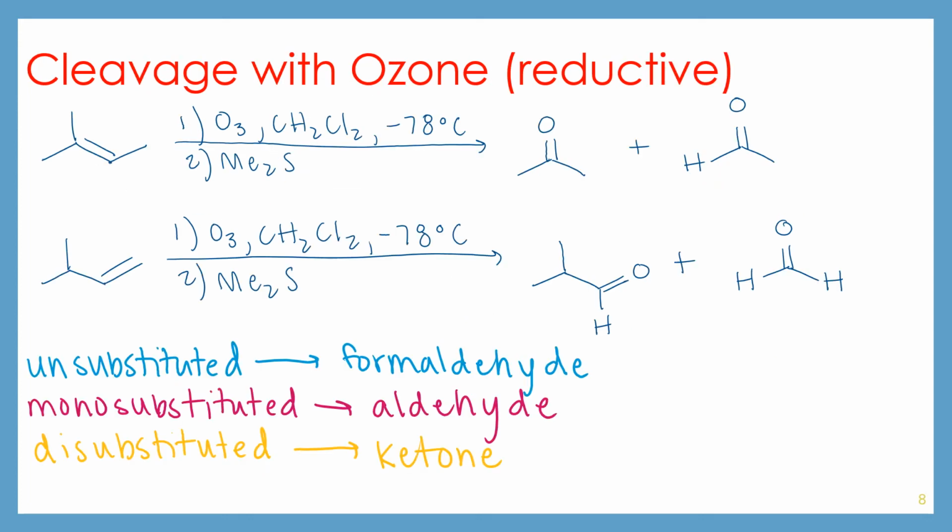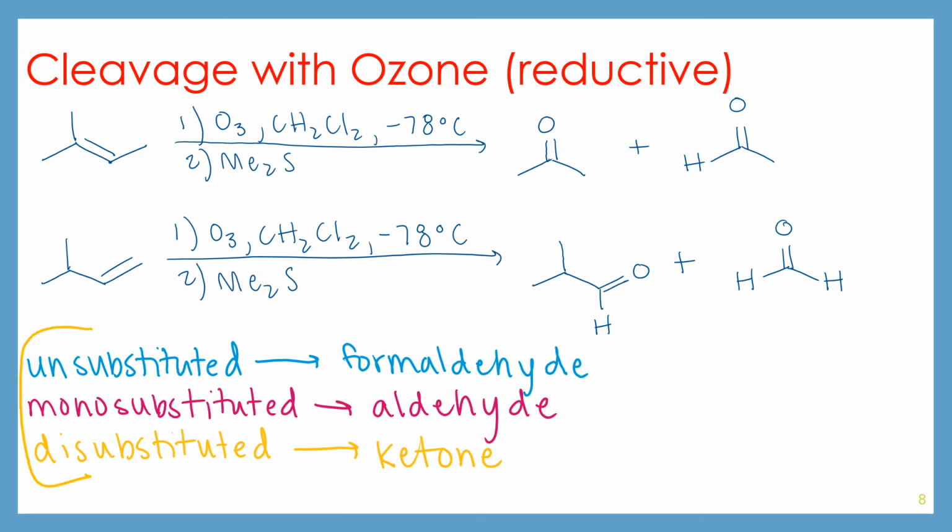There's another type of cleavage that's really common. This is a reductive cleavage, and it's actually the conditions after the ozone here that make it reductive. So if you react with ozone and methylene chloride at -78 degrees and then follow it up with dimethyl sulfide, you go through a process that's called reductive cleavage. And this follows a very similar trend to what we saw previously. You get a certain outcome based on your degree of substitution.